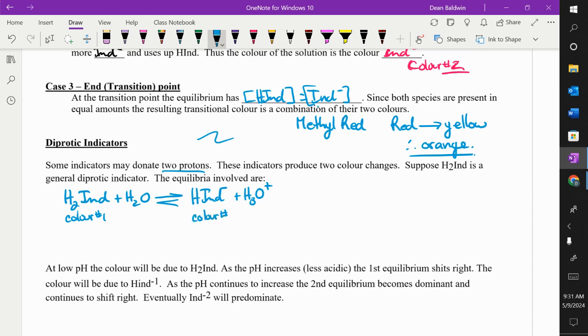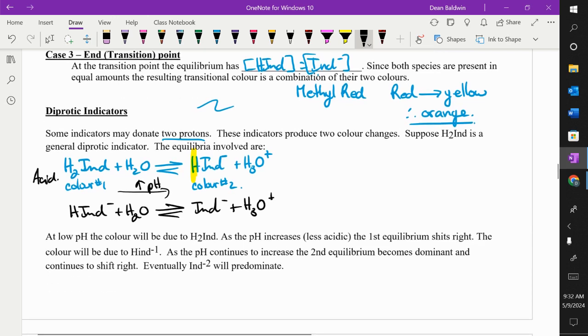Very similar to what we had up there, but we still have another proton here, so it can donate another proton. So you keep adding base. So this is going to be the most acidic solution. We're increasing pH as we go this way, increasing the pH by adding base. And then we get the second color change where it donates the other proton. Get Ind minus, H3O+ again. This was color number 2. And then we get our final color change, which is color number 3.